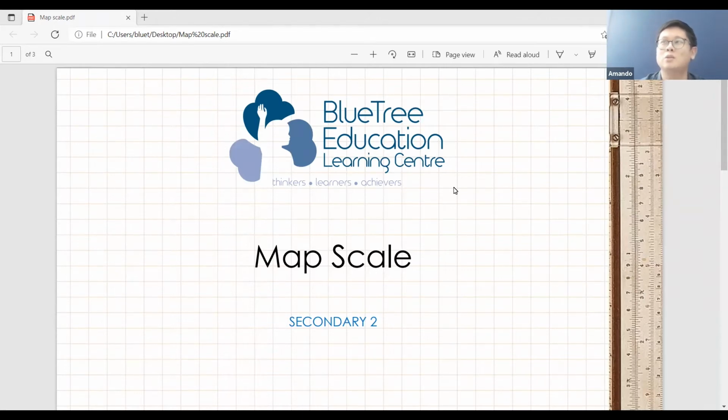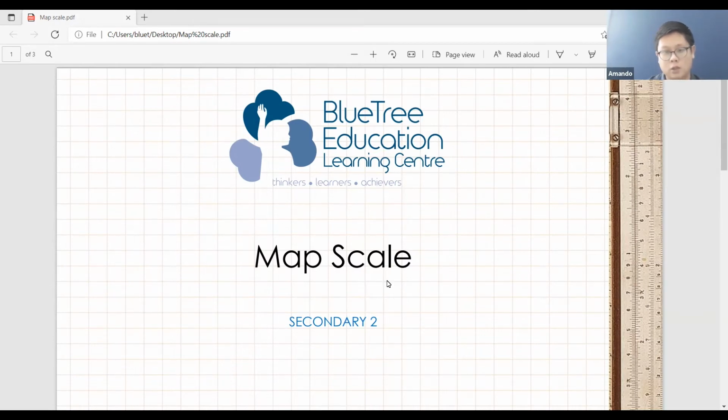Of course, nowadays with Google Maps and Yahoo Maps and all that, we don't really need to go into detail about the measurements, right? We just need to know where to go. But in the future, if you want to go for jobs related to planning of the estate, for example, planning about land, if you're an architect and all that, you've got to know this topic very well.